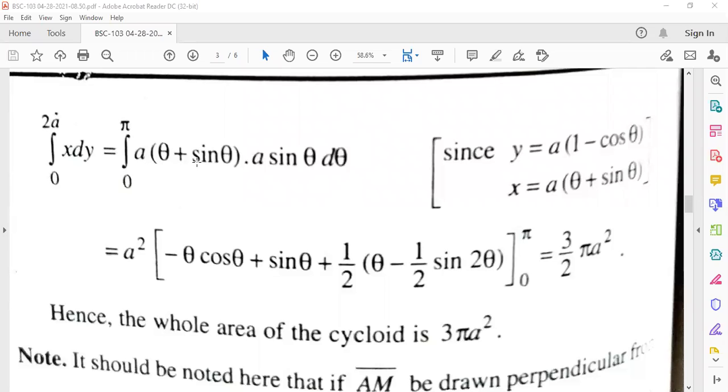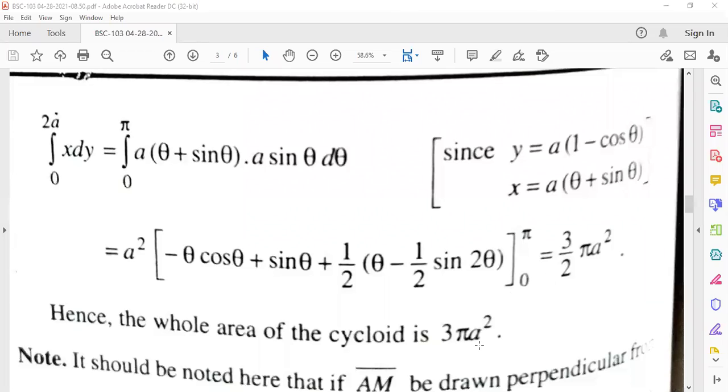Now the a square is coming out of the bracket, then it is theta sin theta. So theta sin theta integrates to theta cos theta plus sin theta, plus half into sin square theta, that is 1 minus sin 2 theta. So after putting the limits 0 to pi, it is coming 3 by 2 pi square. This is the half part of the cycloid, 3 by 2 pi square.